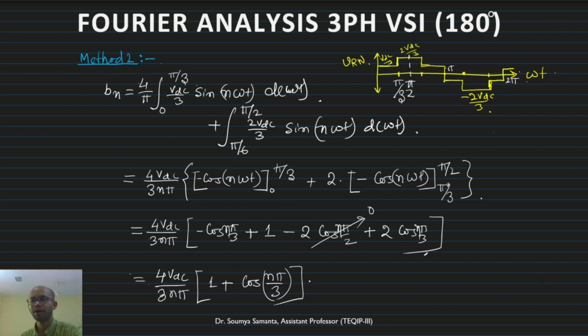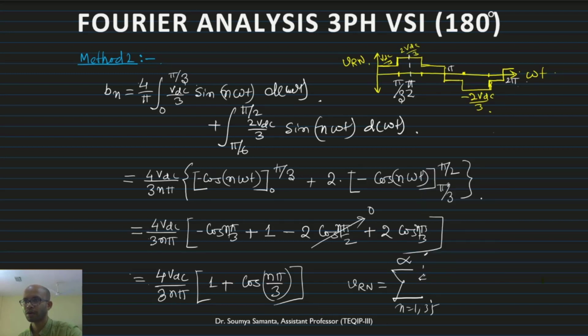Now I have already shown how we can find out the final expression of Vrn. So there also we can find out Vrn. That expression will be summation of this and summation of this, n equals 1, 3, 5, this way. There also triplen harmonics will be eliminated. You can eliminate the triplen harmonics. You do this part.